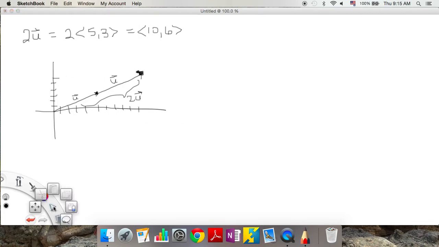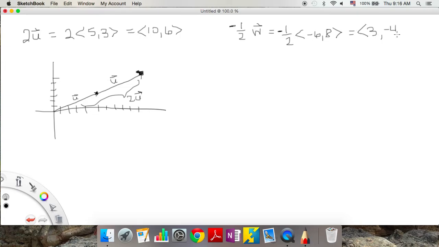And what if we have 1/2 w? Well, again, it's the same thing. We have 1/2 times, or let's do negative 1/2, times negative 6, 8. So we multiply it times the real part, multiply it times the imaginary part, and we have 3, negative 4.